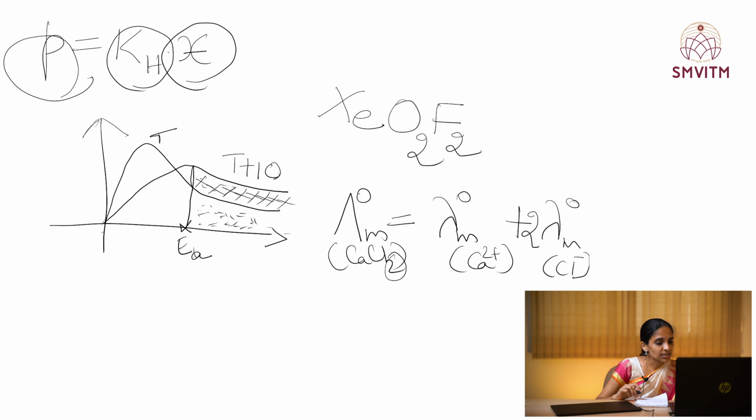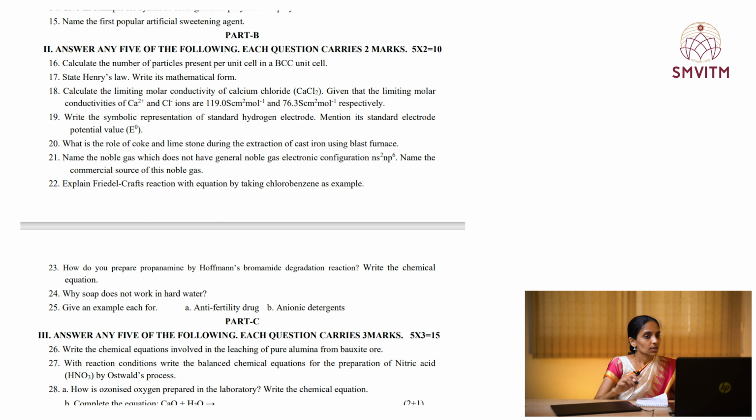Remember, you have to write the unit. And what is the unit? It is already there in the question. Okay. The same unit given in the question has to be written. Then, symbolic representation of standard hydrogen electrode is asked.